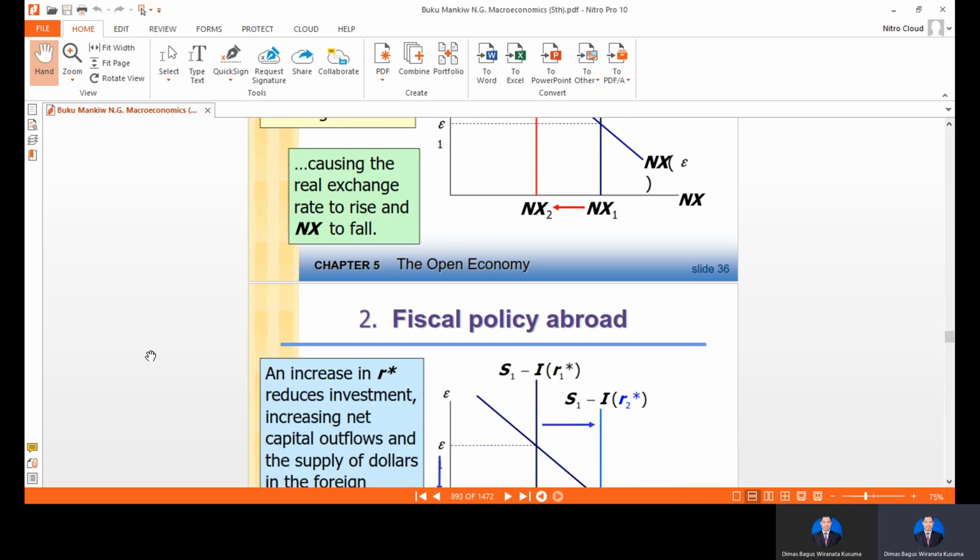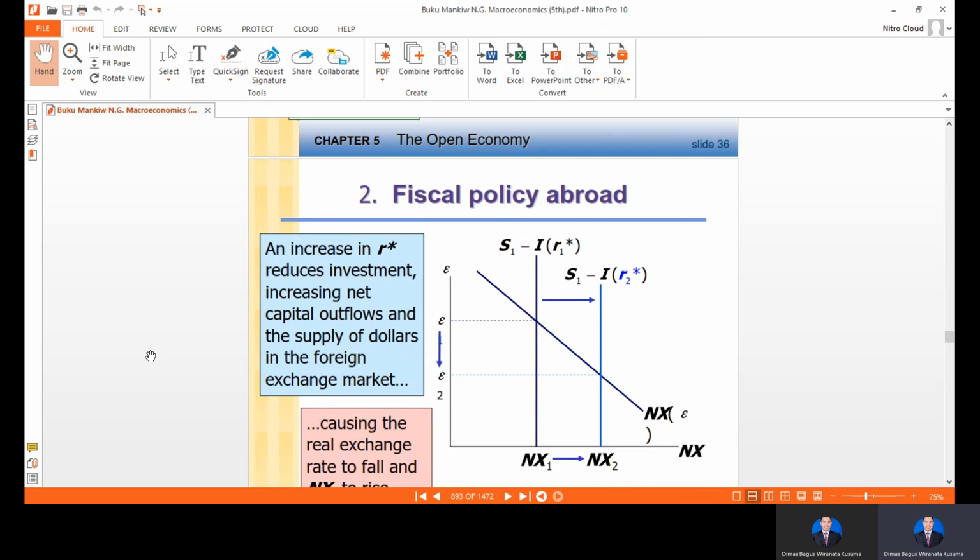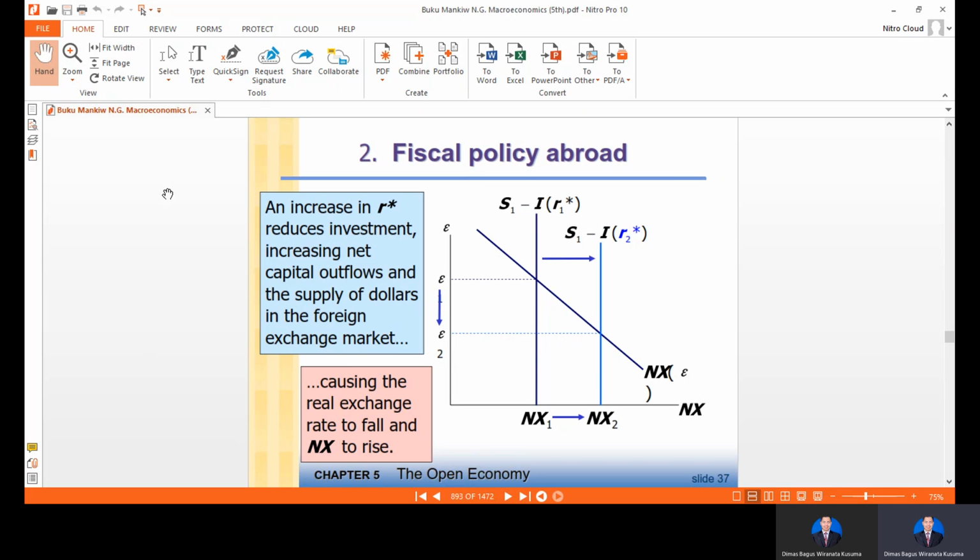And the second one is fiscal policy abroad. Fiscal policy abroad means there's an increase in the world interest rate. An increase in the world interest rate reduces investment. So the vertical line here shifts to the right. It means that the real exchange rate will decrease, so the price of goods in the domestic country is cheaper compared to foreign goods. So it will increase exports and reduce imports, and shift the NX to the right.